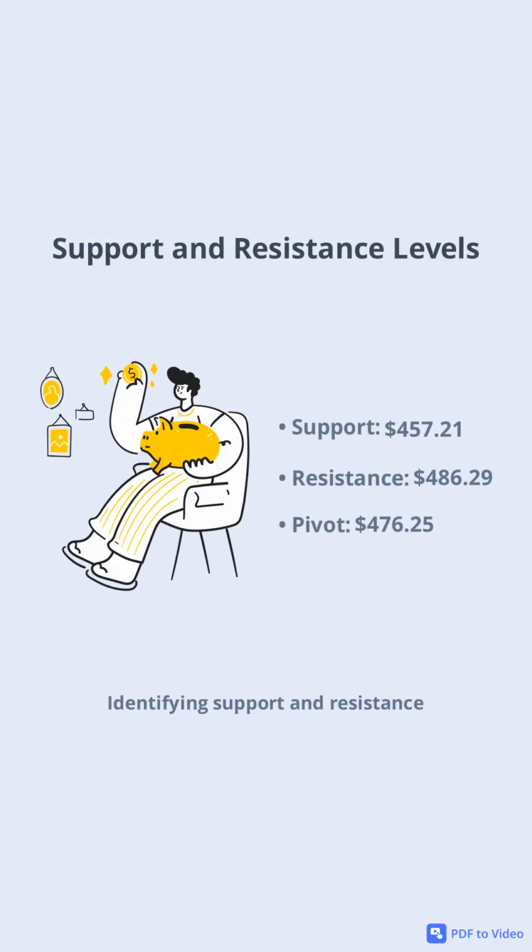Identifying support and resistance is key for traders. TSLA's current support is at $457.21, with resistance at $486.29. The pivot point is $476.25, close to the current price. These levels can act as decision points for traders, with a break above resistance signaling further upside, and a drop below support suggesting a potential reversal.